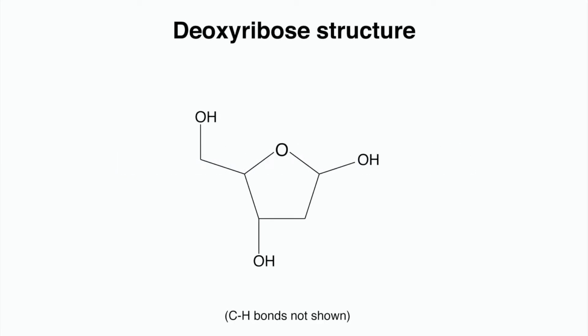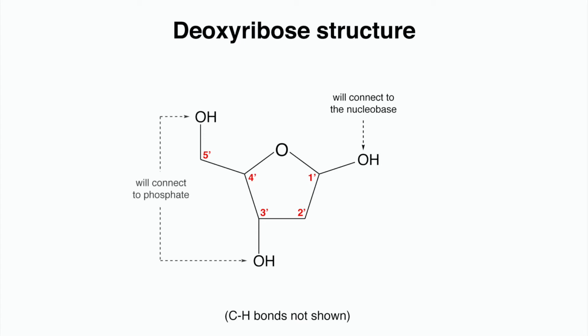Let's start by looking at the structure of deoxyribose, the sugar component of DNA. Deoxyribose is a 5-carbon sugar. The convention is to number the 5 carbon atoms 1' through 5' as shown. The purine or pyrimidine nucleobase will attach to the 1' carbon. The 3' and 5' carbons will connect to phosphate groups to form phosphodiester bonds that link to neighboring deoxyribose molecules in the DNA backbone.